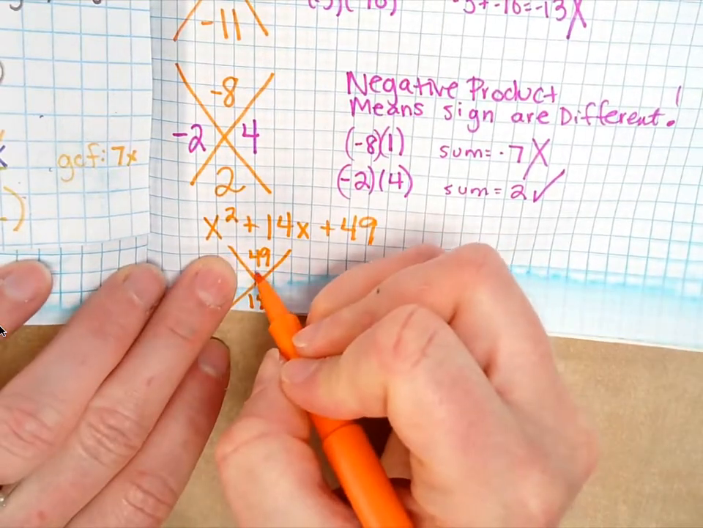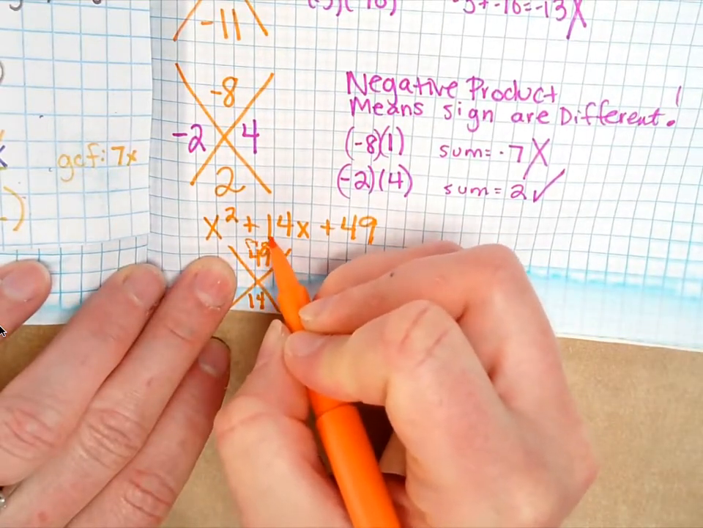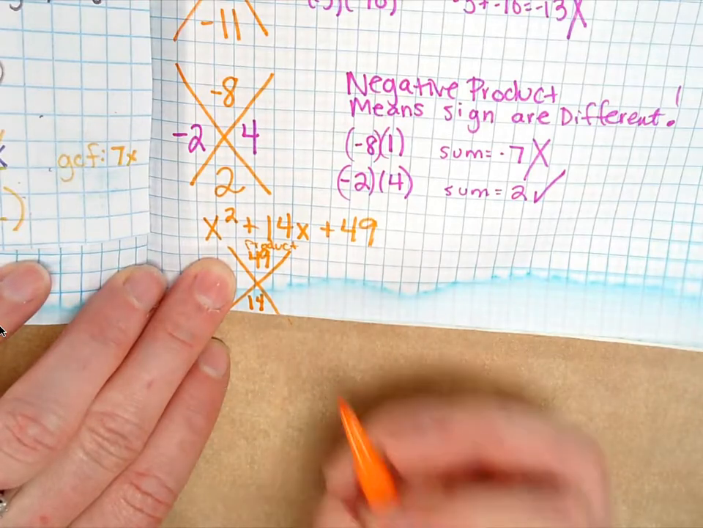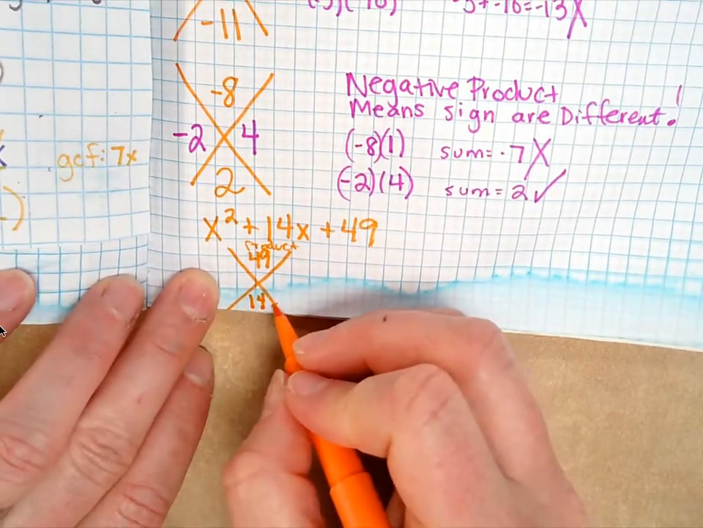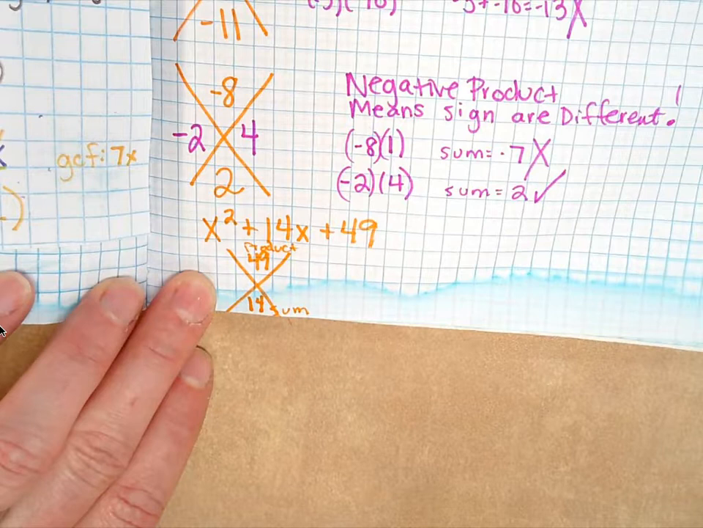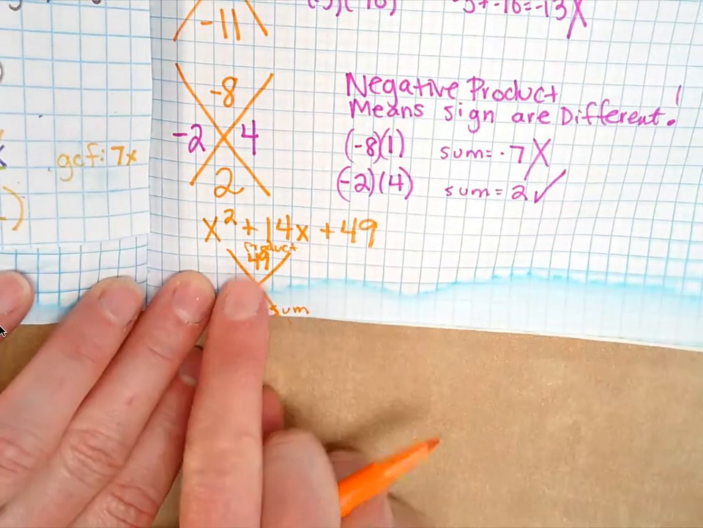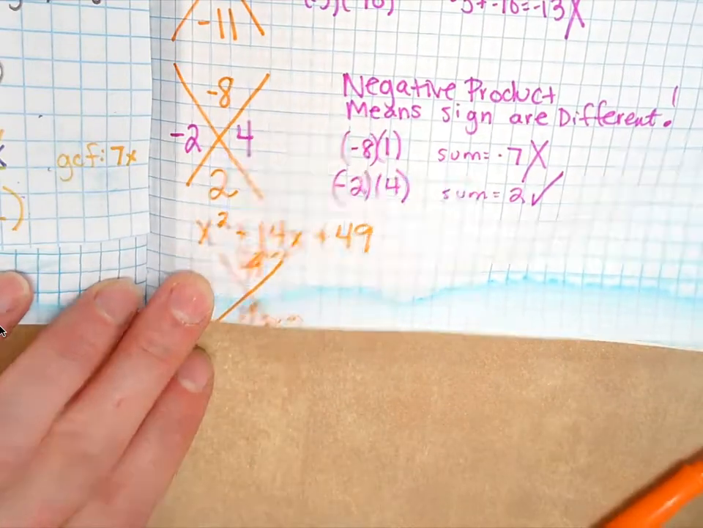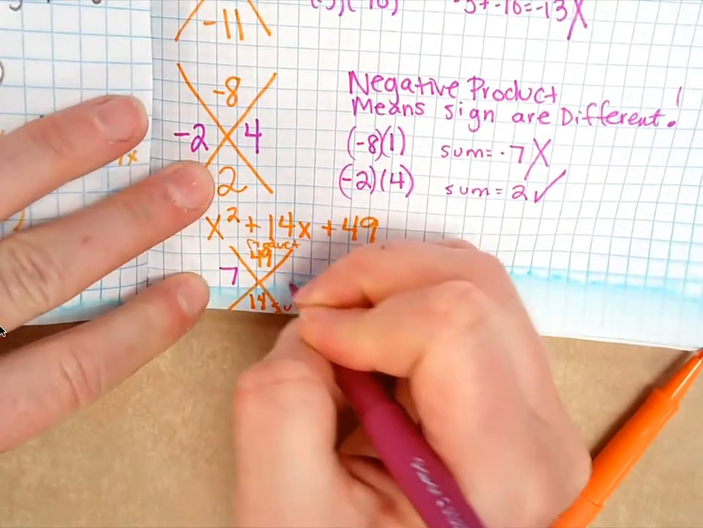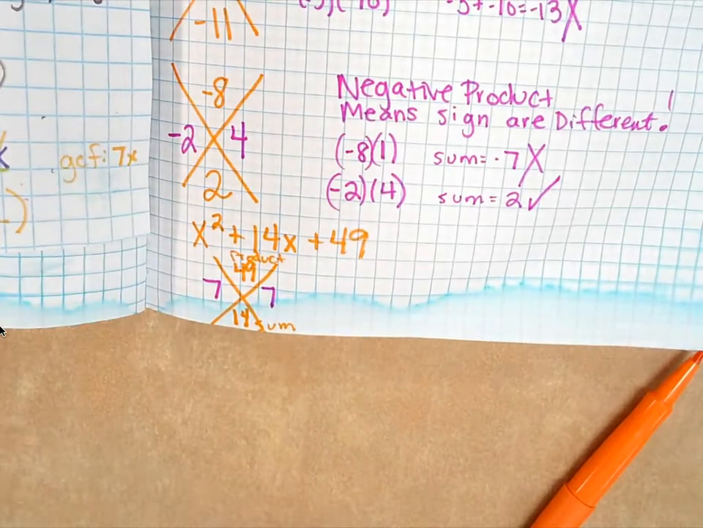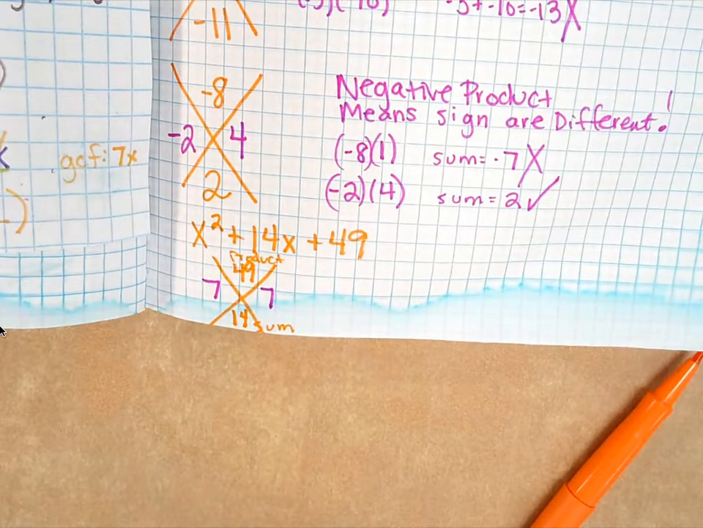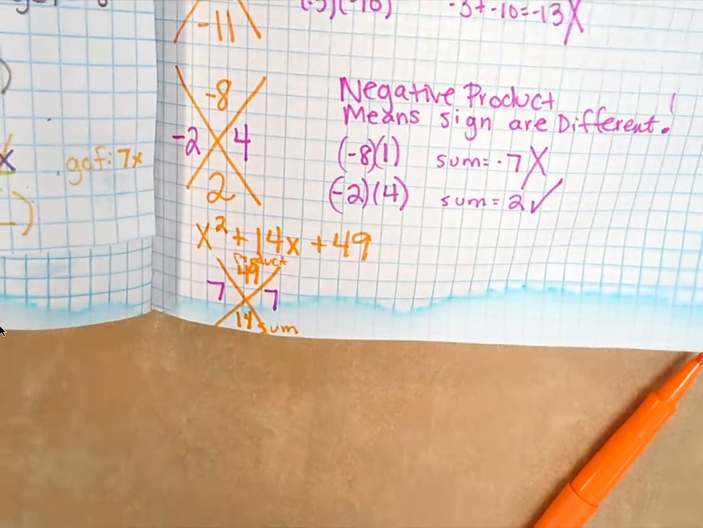So remember, this is your product, and 14 is your sum. Kind of run out of room. So let's think about what numbers multiply to get 49 and add to get 14. 7 times 7. Good. So put those on the sides. 7 times 7 is 49. 7 plus 7 is 14.